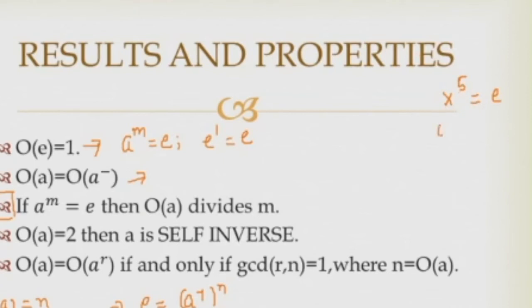You should say that order of x divides 5, and then you have to find out, since 5 is a prime number, there are only two divisors, 1 and 5, so order of x can be 1 or it can be 5. If the element x is a non-identity element, then its order is 5. So let us prove this.